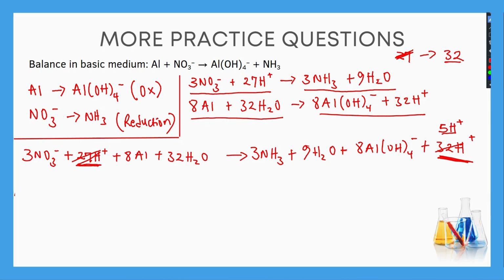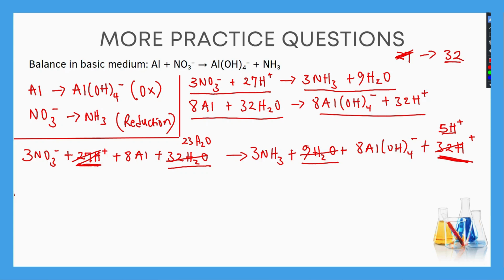Now let's check. Over here you can see we have 32 water molecules, and over here you can see we have 9 water molecules. So if we take out these 9 water molecules from 32, how many are we going to have left? 32 minus 9 is going to give us 23. So we have 23 water molecules at this point.